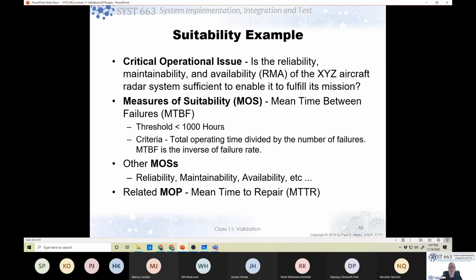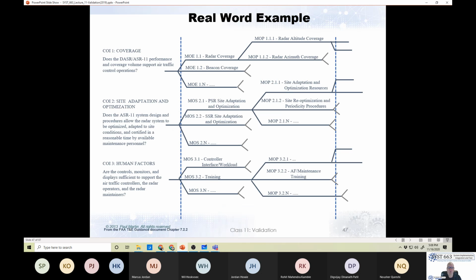Suitability, that would be something like reliability, maintainability, availability. This is all in one, but they're just saying how the RAM, the reliability, availability, maintainability, is this aircraft suitable to fulfill its mission? And then you would have some actual measures of suitability. What are the mean times between failures? What is its maintainability, its availability, and things like that. Here's a real world example, shows you the MOEs going down to a lower level, the MOPs, and then of course they would go lower still.